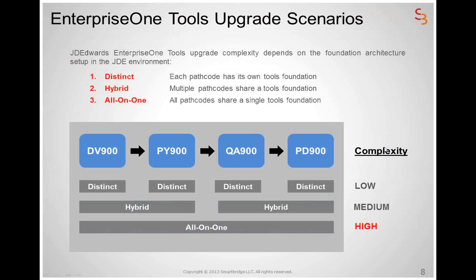Other things that you may want to consider. When you look at the different scenarios that are involved with an upgrade, you have to understand your architectural environment. If you have a very distinct environment where you have a separate path code for DV, PY, QA, and PD, it actually lowers the complexity because you can take a test bed environment, apply the 9.1 tools, and use it as a testing site and understand what the features and functionality are.